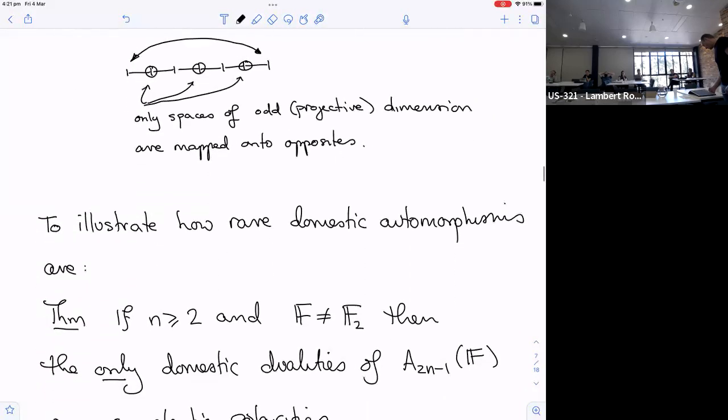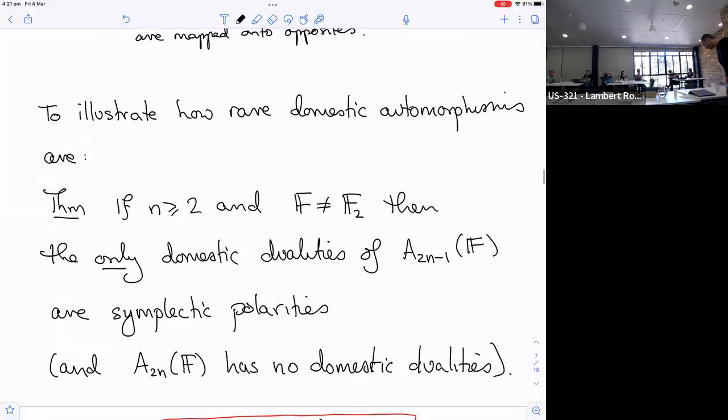Anyway, just to illustrate how rare these domestic automorphisms are, these ones which don't map a chamber to an opposite, if n is bigger than or equal to 2, duality just means that it's an automorphism of A_n which maps points to planes. It doesn't map points to points. The diagram flips on types.